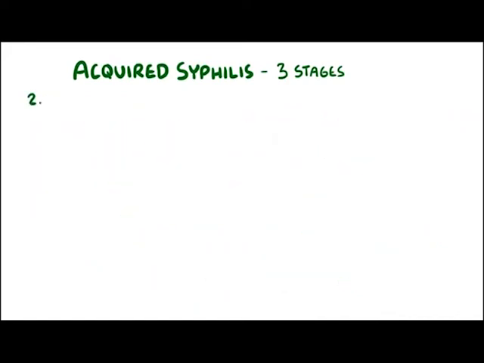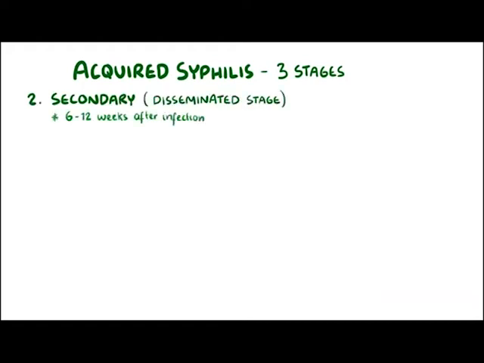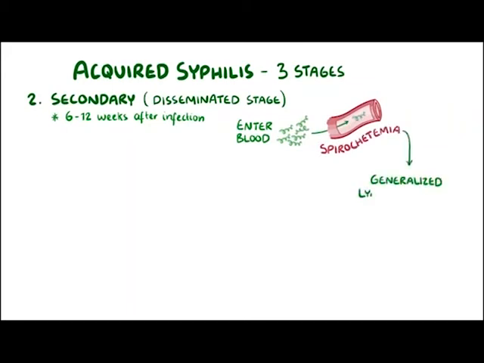The second stage is secondary syphilis, or the dissemination stage, and it occurs about 6 to 12 weeks after the infection. During this stage, spirochetes enter the bloodstream, which is called spirochetemia, and this causes generalized lymphadenopathy, which is when spirochetes can be found in lymph nodes throughout the body. The spirochetes like to attach to and infect endothelial cells in small capillaries near the skin.